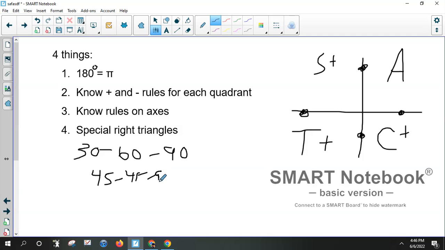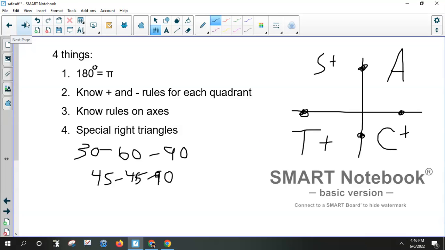Come on, mouse. A little bit of lag all of a sudden. There we go. If you remember those two triangles, you will unlock every value on your unit circle. If you don't remember these triangles, then you've got to memorize the whole unit circle. There's no way around it.